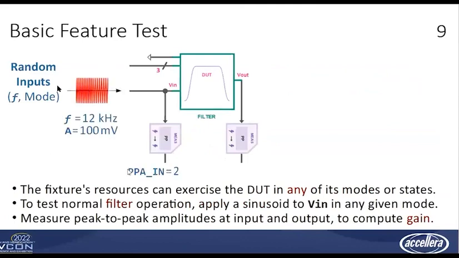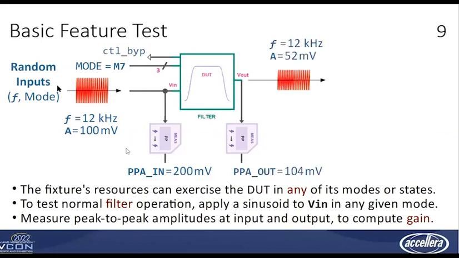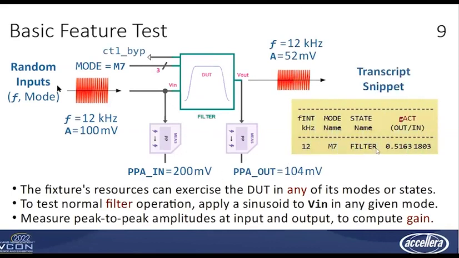Let's devise a basic test plan. The feature we're trying to test is to apply a sinusoidal input to the filter's analog input of random frequency and also a random mode, in this case M7. And oh yeah, we want to be sure to deassert the control bypass bit in normal mode. And so we can measure the peak-to-peak amplitude. Turns out to be 104 millivolts. Dividing that by 200, we get the measured transfer gain, the actual gain of the filter, 0.52 in this example.